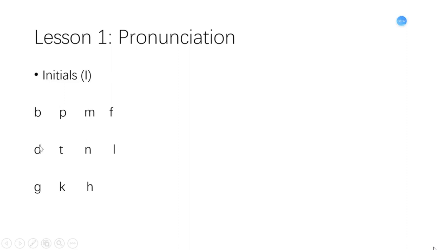Bo and po. Similarly, de and te are the same. De, there's no air. For te, there's a breath, air coming out from our mouth. So this is de, te, and this one is the same. Ge, no breath out, no air out. And for ke, stronger breath and stronger air coming out from our mouth. Okay, so please feel it. Bo, po, de, te, ge, ke. Okay, good. So these are the initials for this lesson.